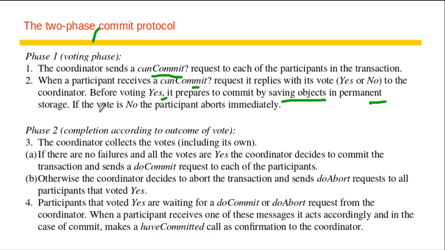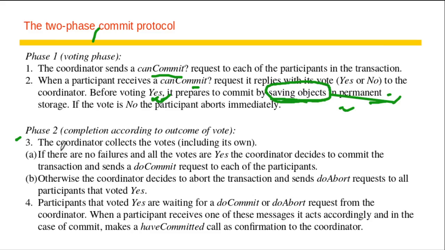Why does this participant save this part of transaction in permanent storage? Because from the time it has voted yes, it is ready to commit, until it commits, in between if the system crashes, then there will be a problem for the atomicity commit protocol, right? So as soon as it sends yes message, it saves this part of transaction in permanent storage, and with this, when do commit command is issued, it will reflect these changes in the database.